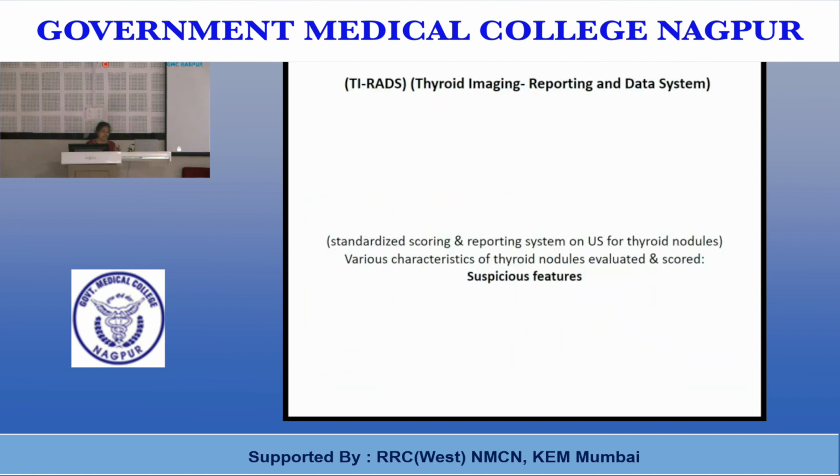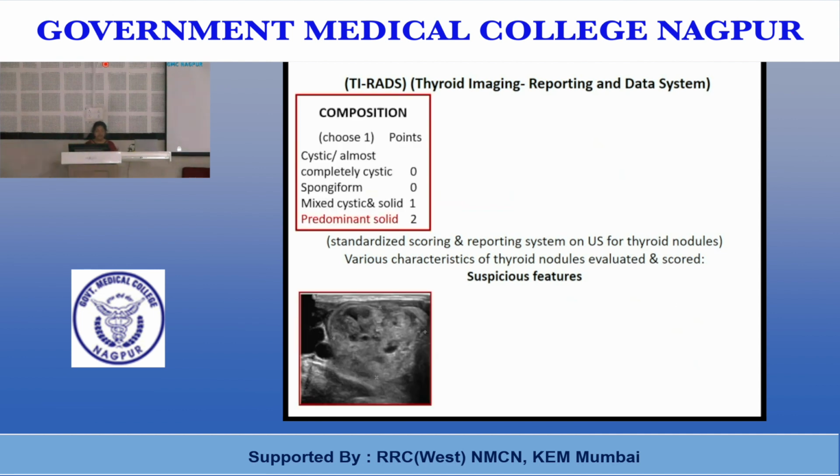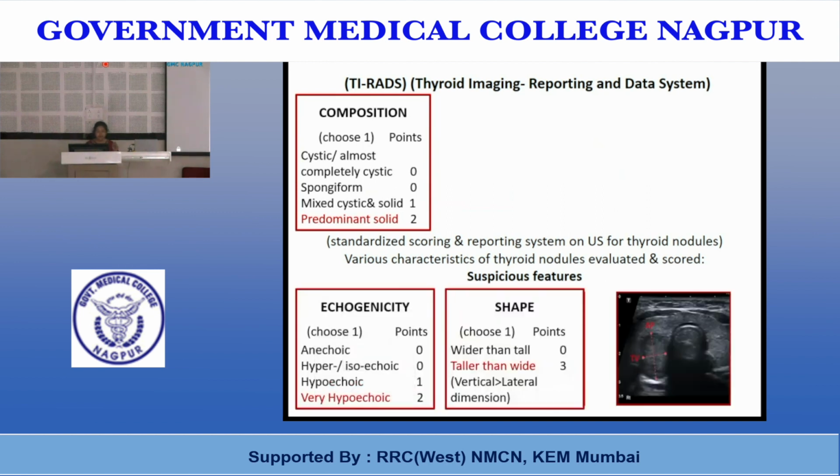So a word about this TIRADS, because when we are reporting, we tend to correlate with the USG findings. TIRADS, or Thyroid Imaging Reporting and Data System, is a standardized reporting system on ultrasound for thyroid nodules, which evaluates various characteristics of the thyroid nodules and scores them. The suspicious features include, firstly, a predominantly solid nodule, which is very hypoechoic, which has a taller than wider dimension. That is, the vertical dimension is more than the lateral dimension.